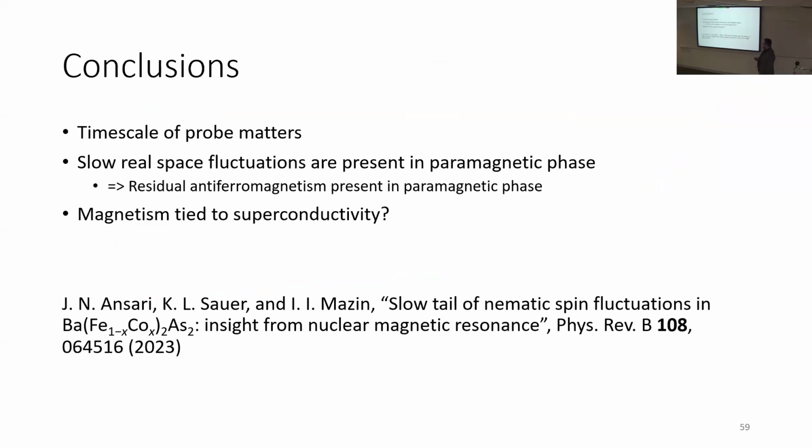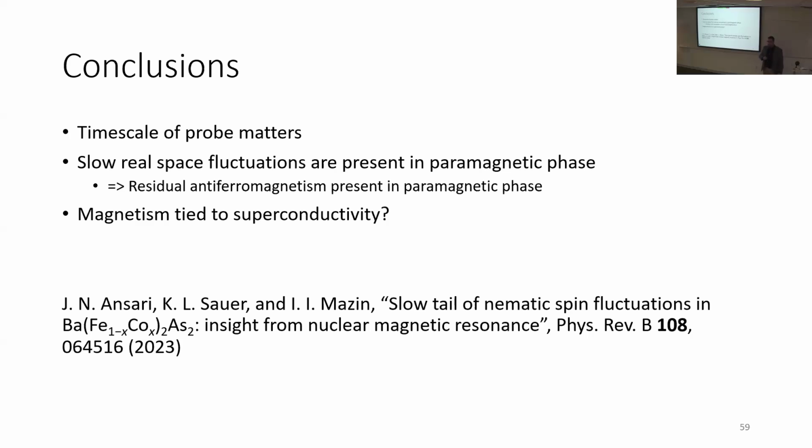And so what can we take away from these results? Firstly, if you're going to compare between different values, the timescale of the probe matters. But also, one of the key things that we found is that there are slow real space fluctuations present in the paramagnetic system. This is a very critical discovery because, in the paramagnetic phase as defined, you don't expect there to be any magnetism, but our claim is that there is some residual antiferromagnetism in the system in the paramagnetic phase, and that has direct implications towards superconductivity.